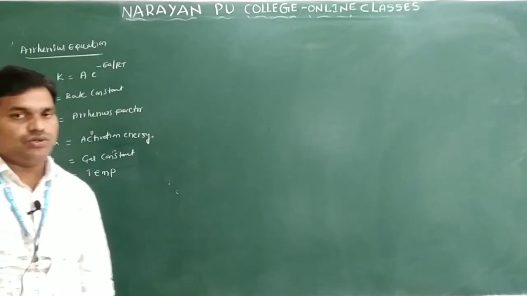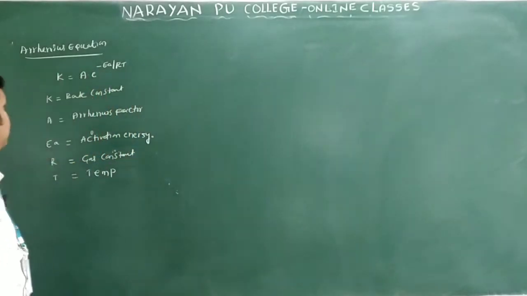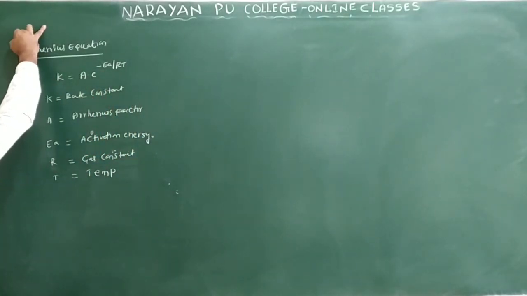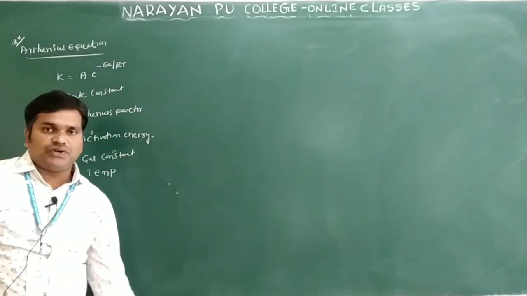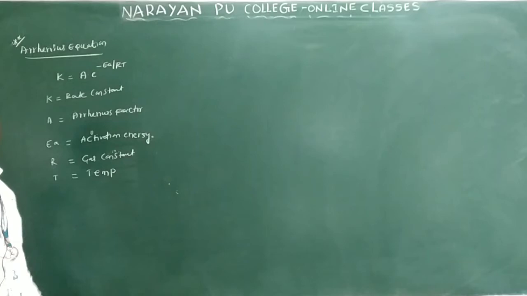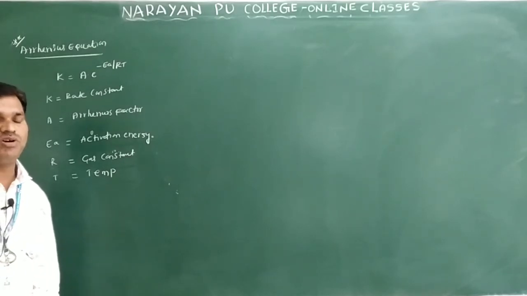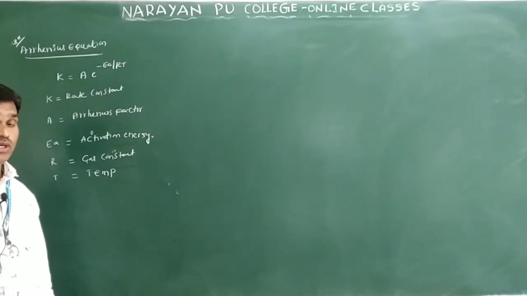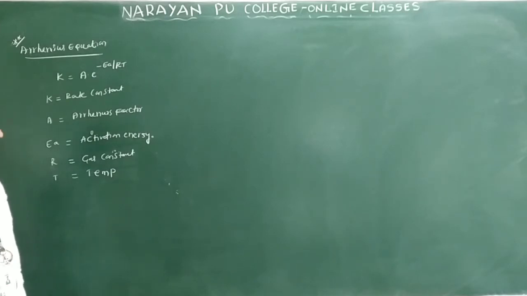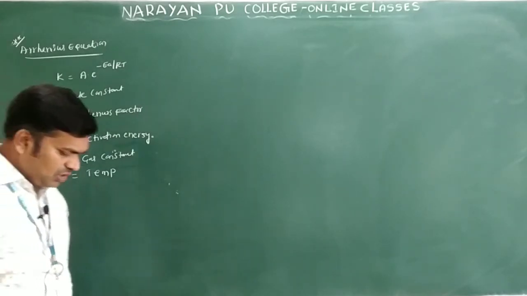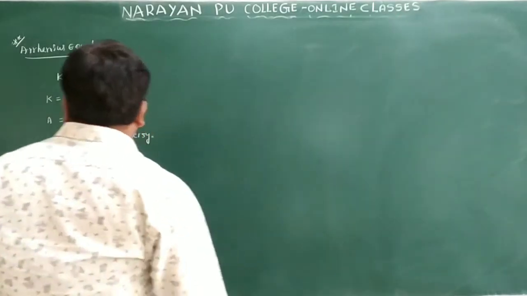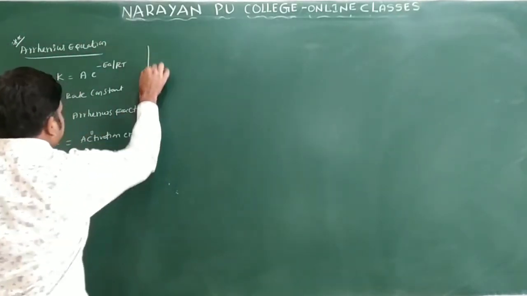So yesterday I told you this is important for the 2 marks: write the explanation for the Arrhenius equation and explain the terms involved. Activation energy you are finding in joule per mole. The gas constant R value can always be taken as 8.314 joule per mole Kelvin. Temperature given in degree Celsius you can convert into Kelvin. So these are the terms involved in the Arrhenius equation.